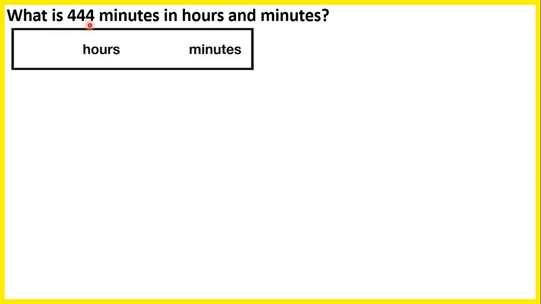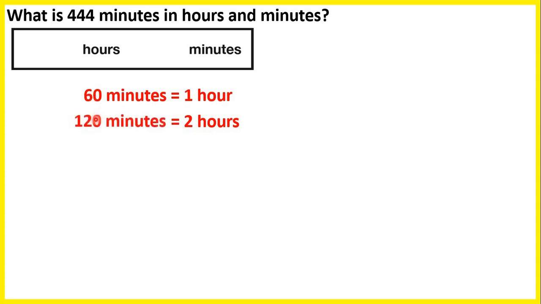What is 444 minutes in hours and minutes? So we know that there are 60 minutes in an hour. So what we really need to do here is divide 444 by 60. But the easiest way to do that is to count up in steps of 60 until we get to 444. So if we double to find 2 hours, 60 times 2 is 120.